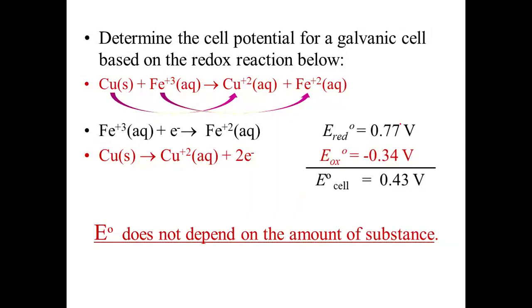You do not ever need to multiply your cell voltage by any coefficients or numbers of electrons in order to get your cell voltage. This is a property that does not depend on the number of electrons. You can have a very small amount or a large amount, just like density. You can have a large sample or a small sample. The density is the same. The cell voltage is the same.